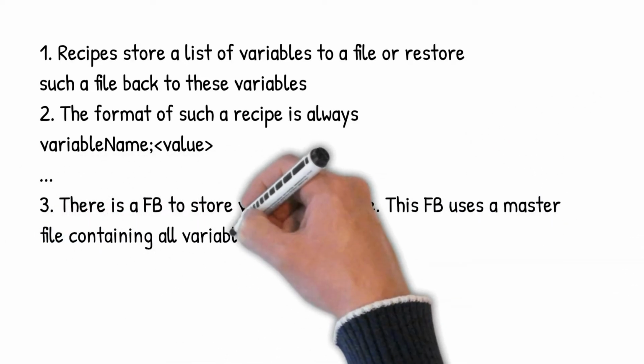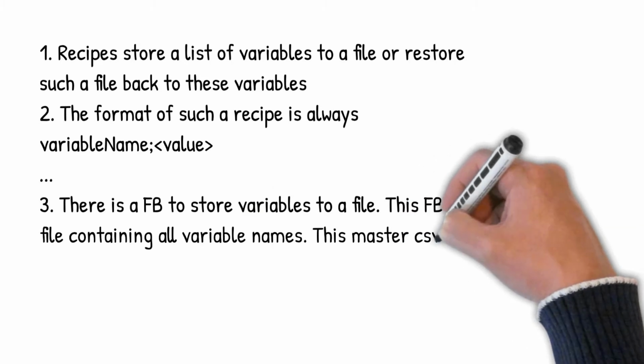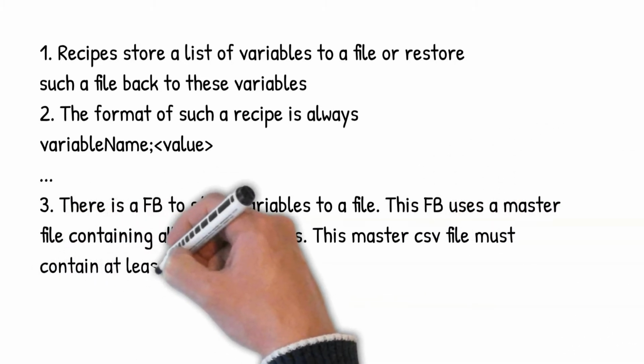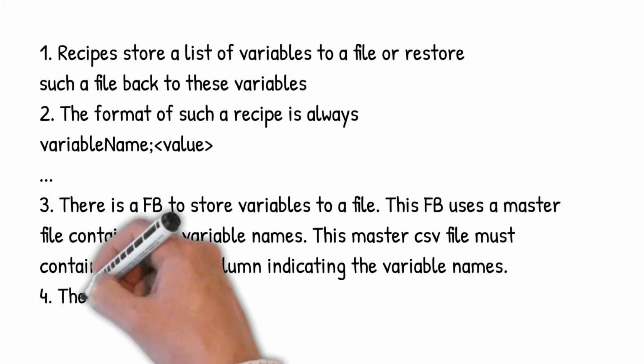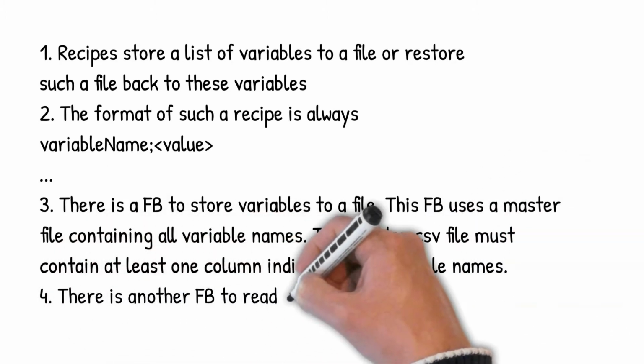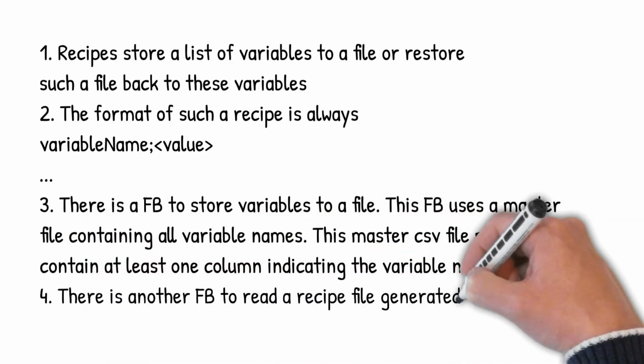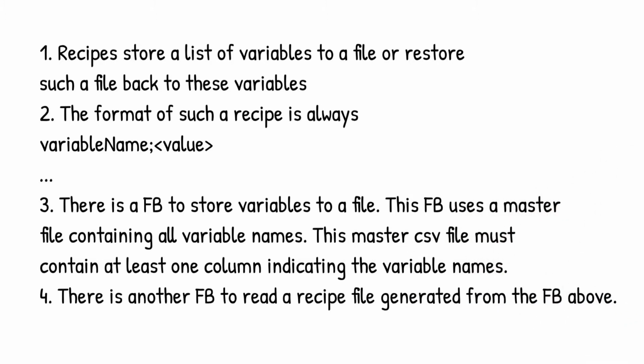There is a functional block to store variables to a file. This FB uses a master file containing all variable names. This master CSV must contain at least one column indicating the variable name. There is another FB to read a recipe file, which is generated from the FB above. So let's see a real-world example.